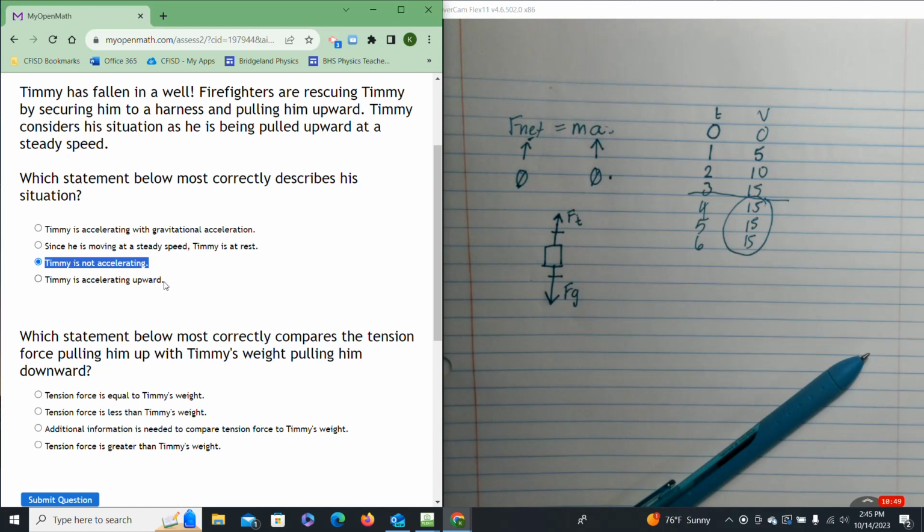The last one says he's accelerating upward. He is being pulled upward. But again, velocity and acceleration are two different concepts. He can be moving upward at the same speed the whole time. To accelerate upward would mean that he's getting faster and faster and faster as he is being pulled upward, and that is not what is described in this scenario. So although he is moving upward, the way this is worded, he is not accelerating.